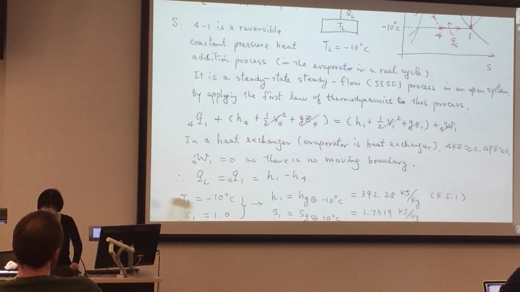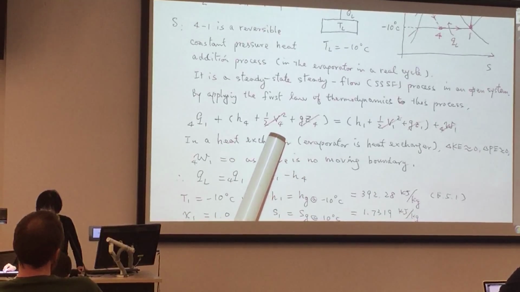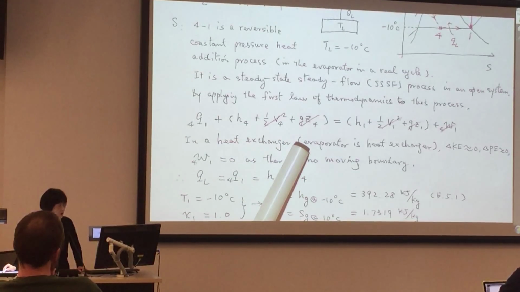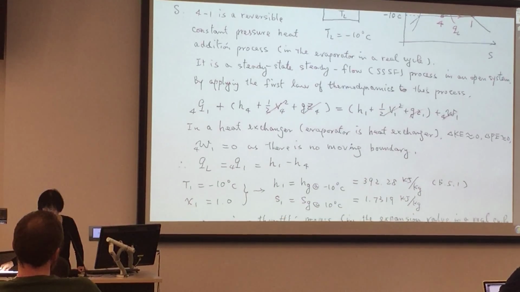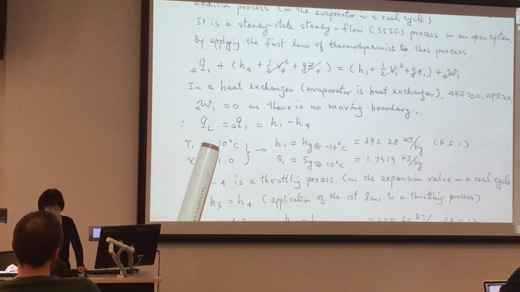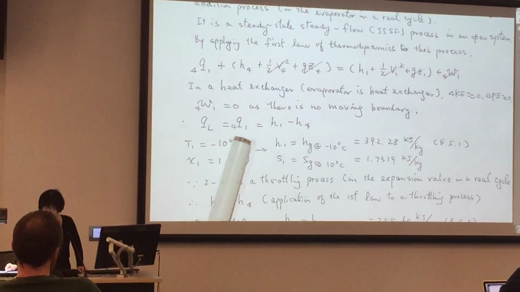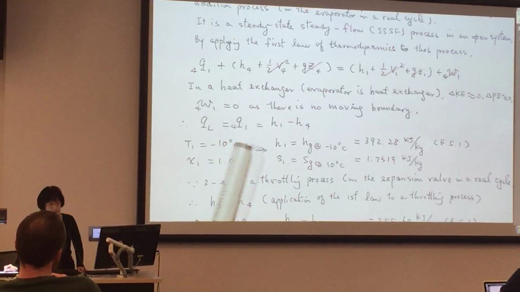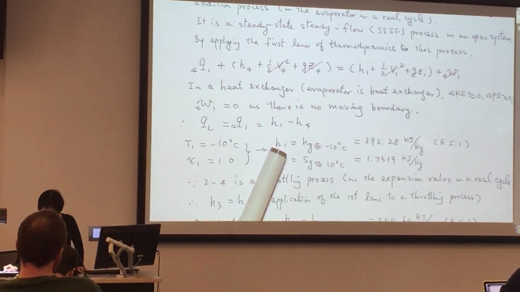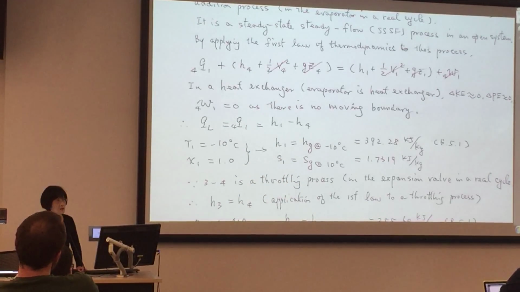Okay, and then we can ignore the kinetic energy change and potential energy change, okay? And also, for any heating changes, no moving boundary. So work transfer is 0. Okay, work transfer is 0. So the energy equation is simplified like that. You already have the energy equation like that in your study guide. And that's a positive value, because it's a heat addition process.